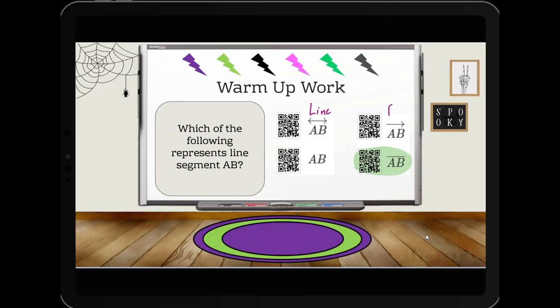This one represents a ray. This one represents the length of a segment itself. I'm just going to call it length for now. And then this one, of course, is the actual line segment, right? So we want that one as our answer.